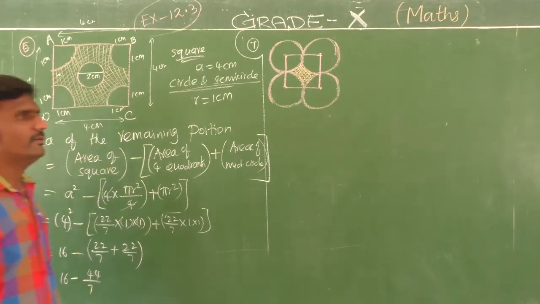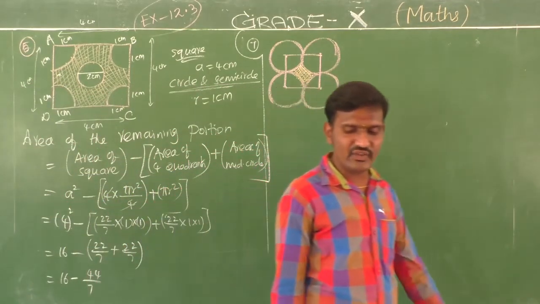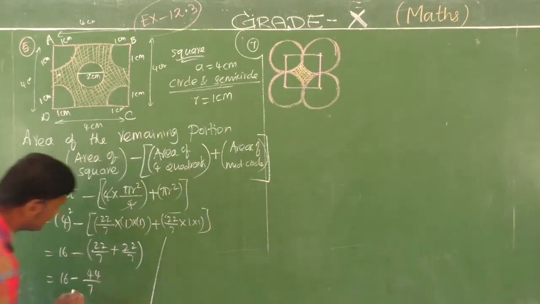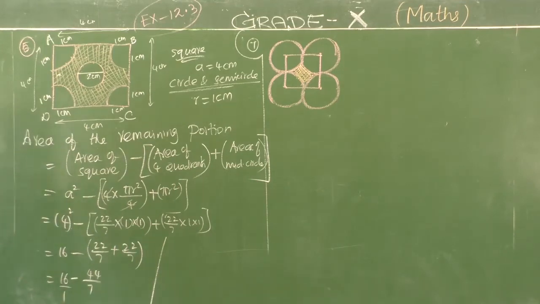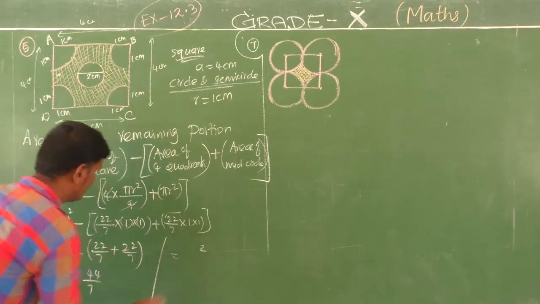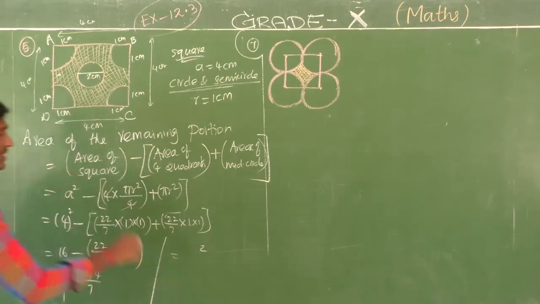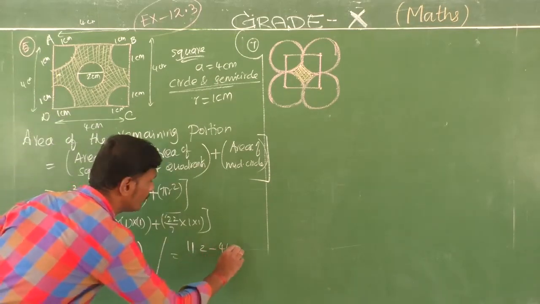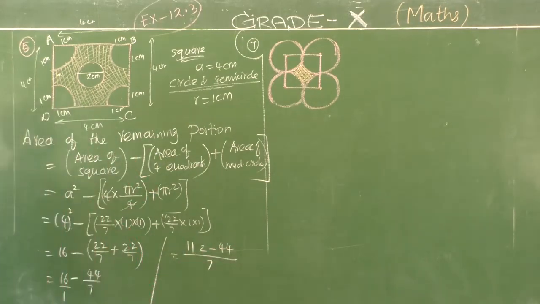16 minus 44 by 7. If you want to divide to get the answer, divide, or otherwise take the cross multiplication, considering the denominator is 1. 16 sevens are 112. So 112 minus 44 whole divided by 7. Now 112 minus 44: borrow, 12 minus 4 is 8, then 10 minus 4 is 6, 6, so 68.